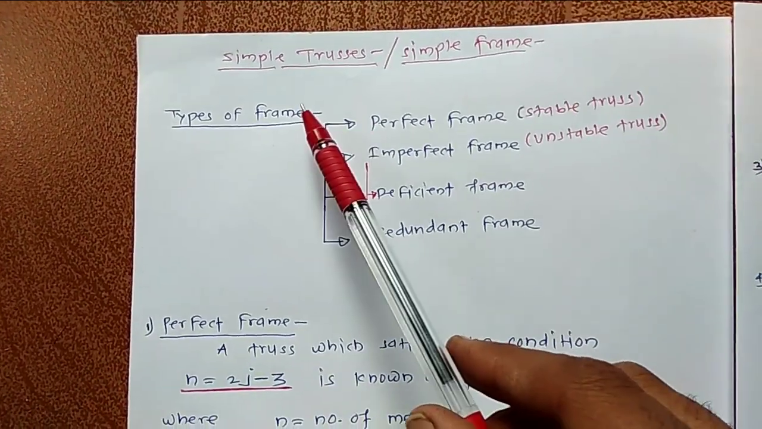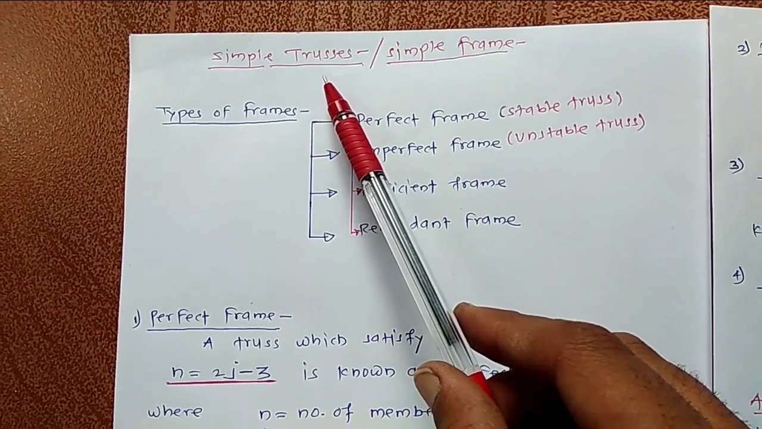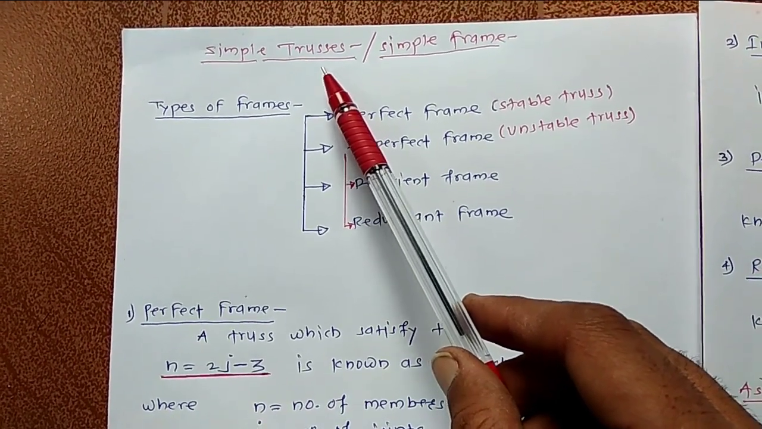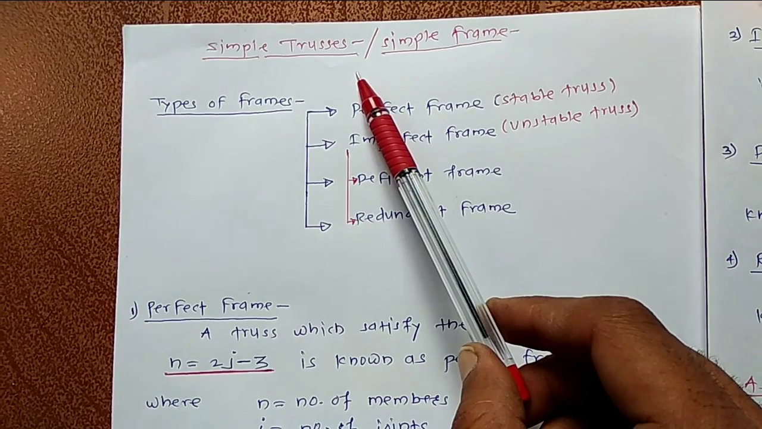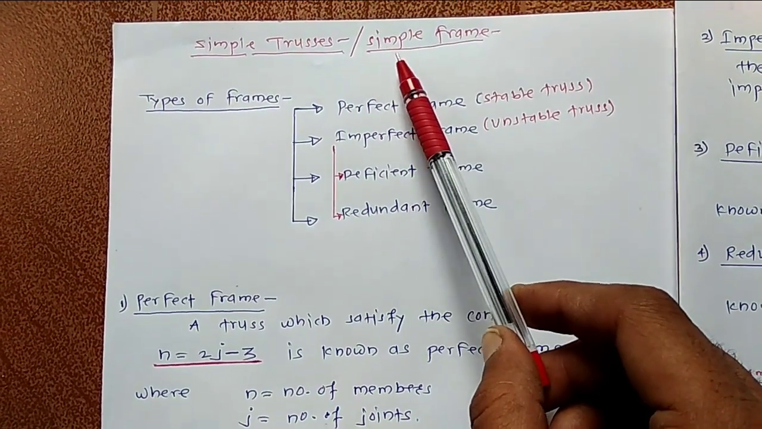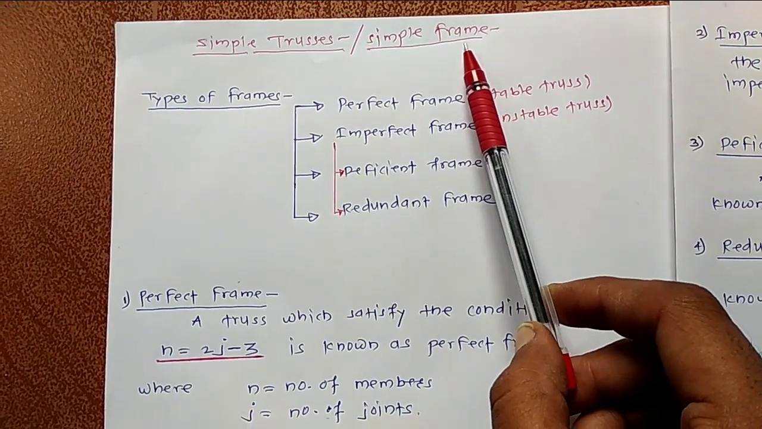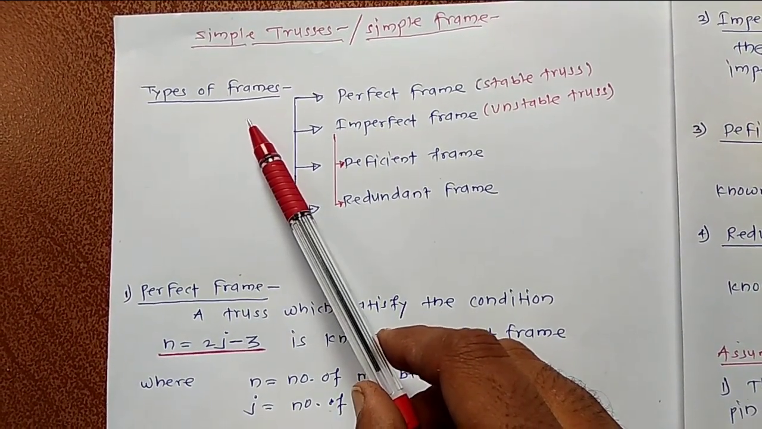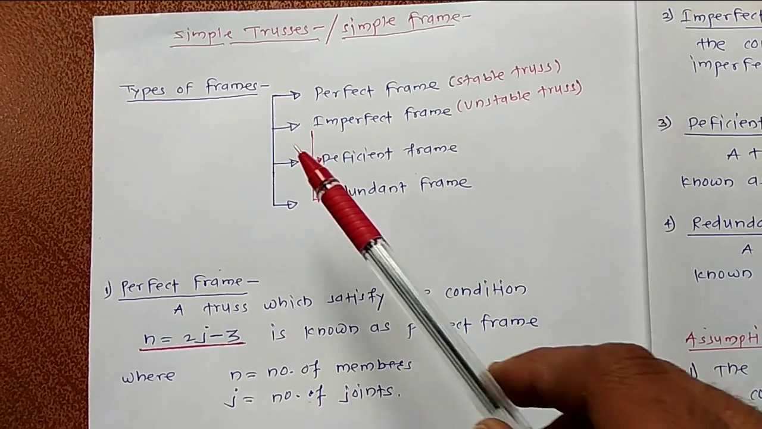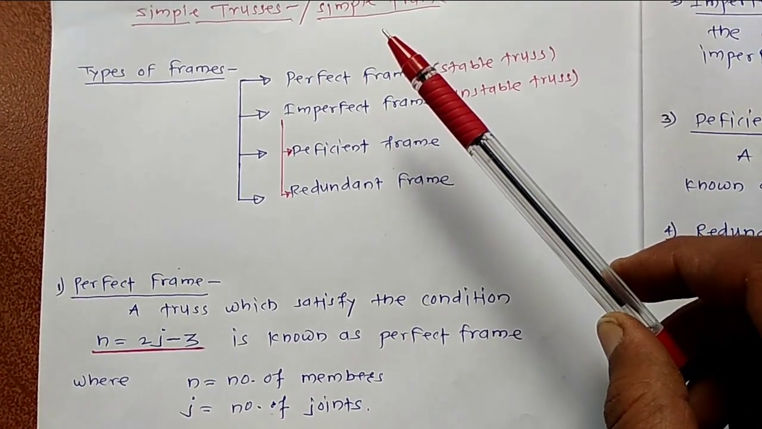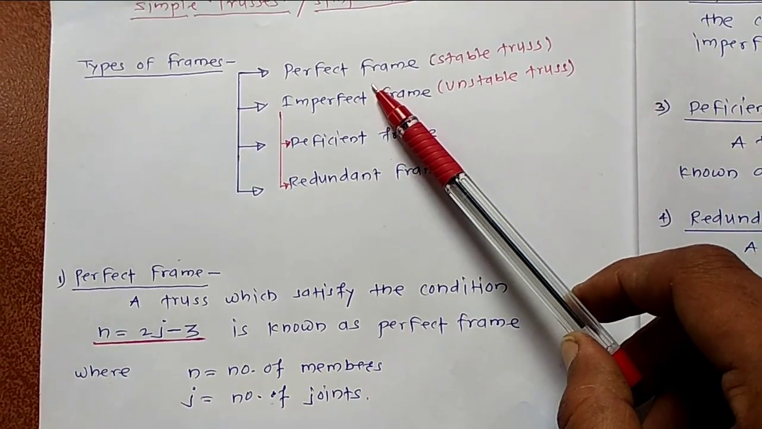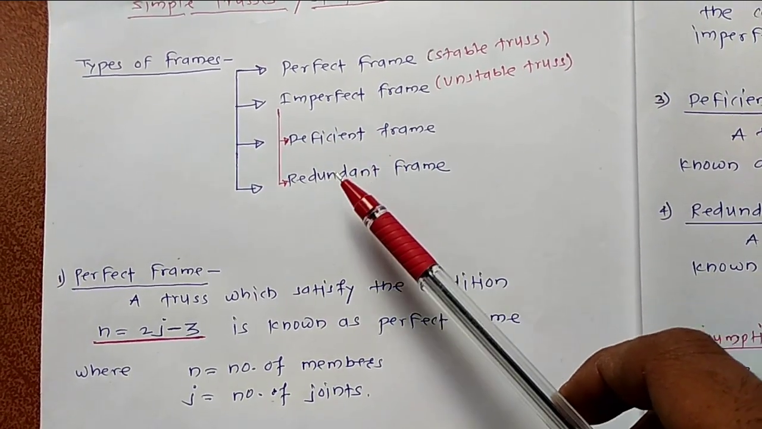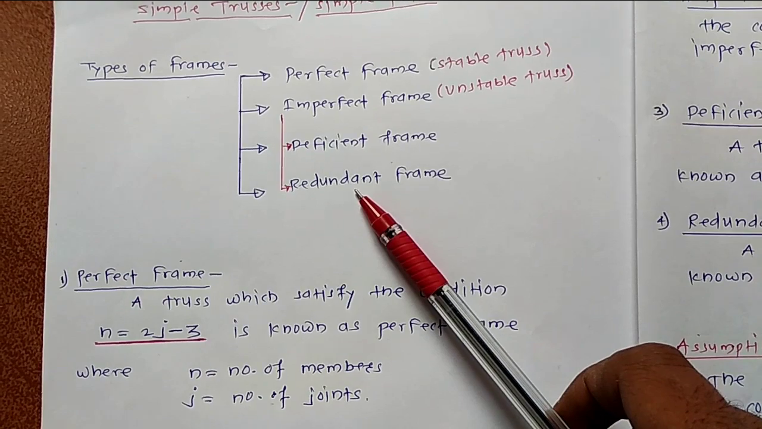Hi friends, today we discuss the subject theory of structure and the topic is simple trusses, or it is also known as the simple frame. First we discuss the basic types of frames. The basic types of frames are perfect frame, imperfect frame, deficient frame and redundant frame.